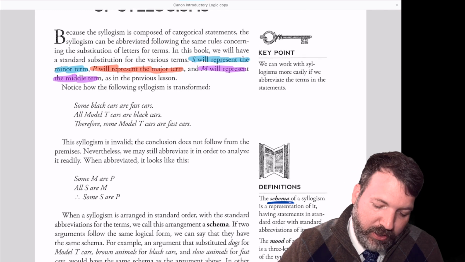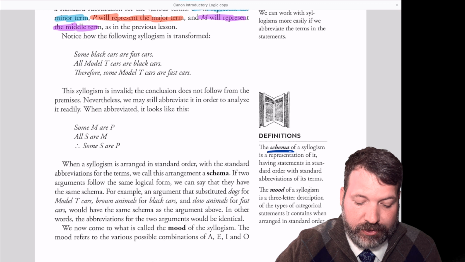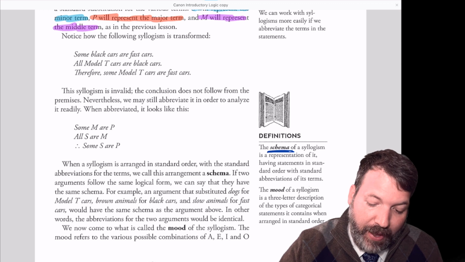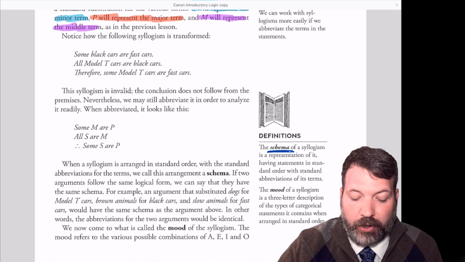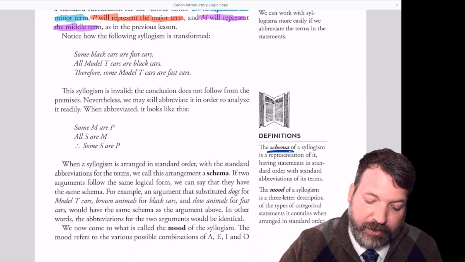Let's take a look at a particular syllogism to figure out what's going on here. So this is already in standard order. Some black cars are fast cars. All Model T cars are black cars. Therefore, some Model T cars are fast cars.